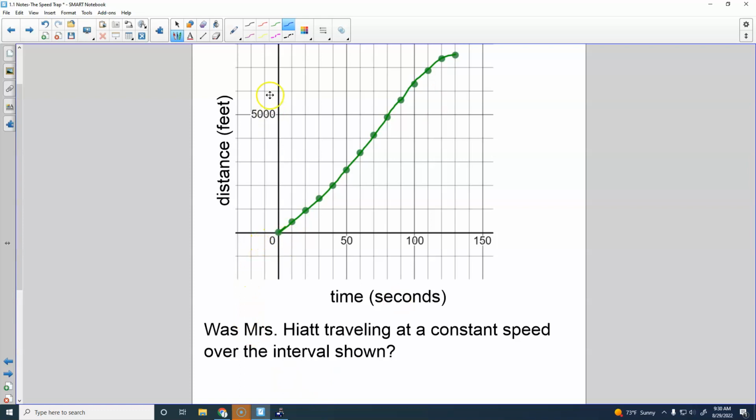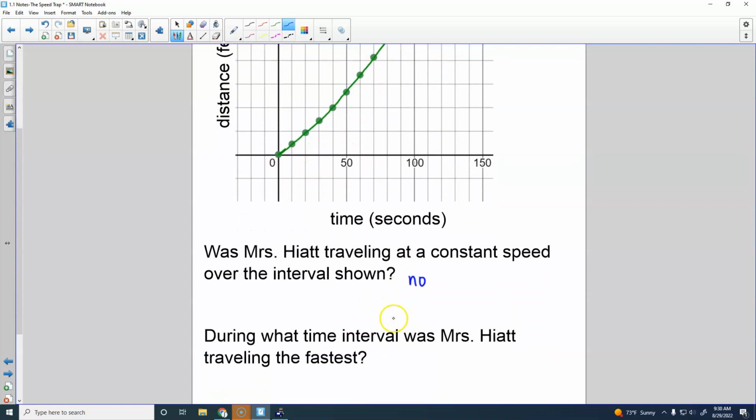So I did this one in feet, and I've got probably a pretty realistic graph of my speed. Was I traveling at a constant speed? No, definitely not. You can see here, I'm faster here where it's steeper, slower over here where I slow down. During what time interval does it appear I was traveling the fastest?